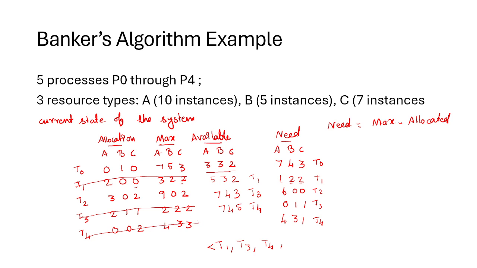Now go with the next cycle, again T0. The currently available is 7, 4, 5. T0 needs 7, 4, 3, so we can allocate. T0 can start its execution. Once T0 completes its execution, its resources come into the available, so 7, 5, 5. Now T0 has completed its execution. The remaining is T2. The current need of T2 is 6, 0, 0.